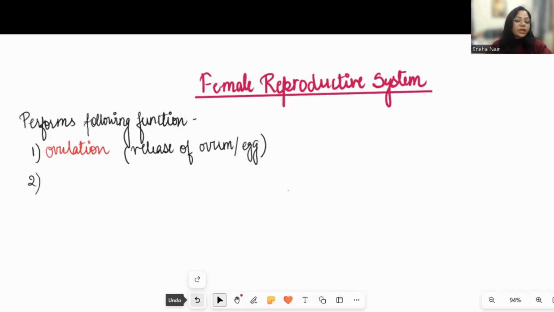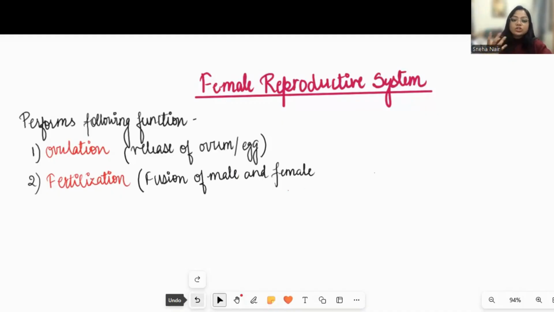Secondly, the female reproductive system performs the next function, that is fertilization. That means it helps in fusion of male and female gametes that will result in the formation of the zygote. And this zygote will undergo various changes, and finally it will convert into the baby. So what is fertilization? Fertilization is fusion of male and female gametes.